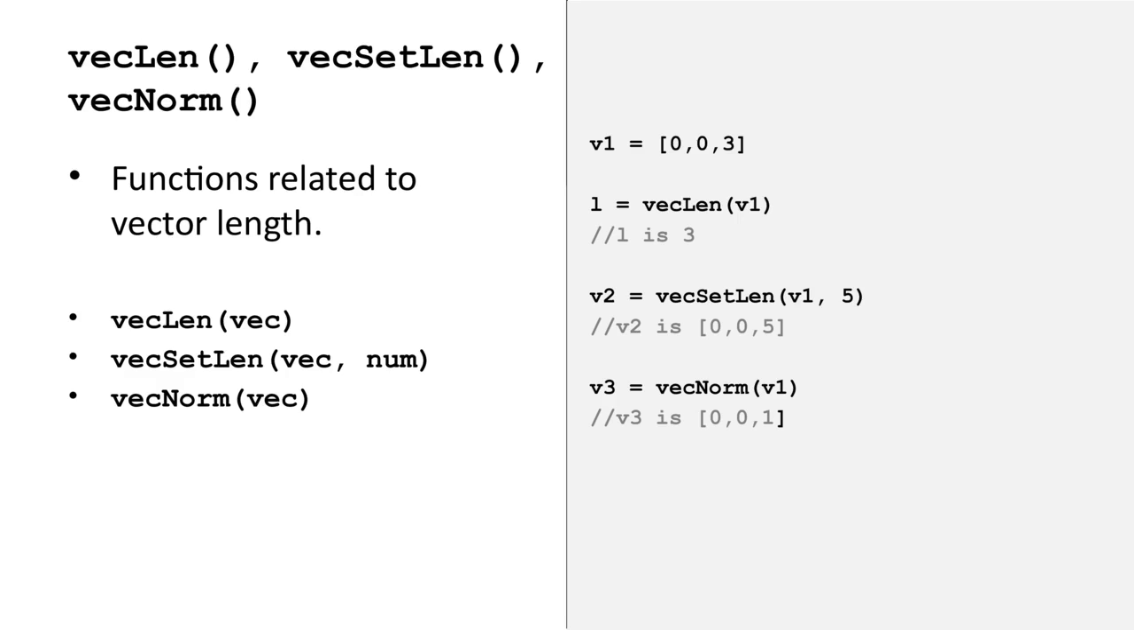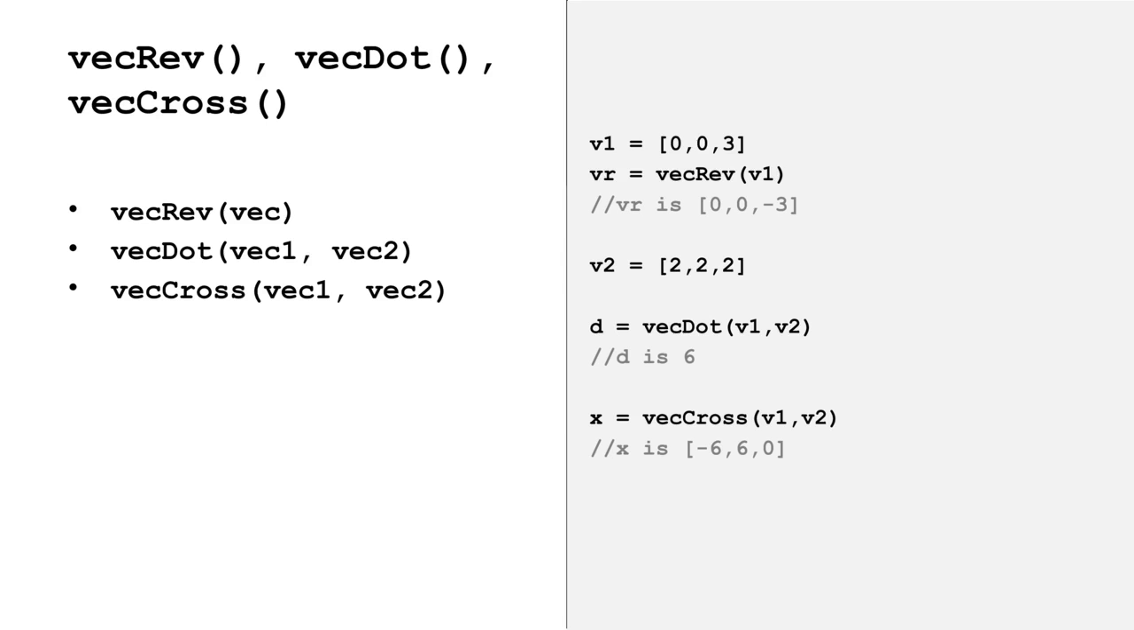To set the vector length, the vec_set_length function can be used. To normalize the vector, the vec_normalize function can be used. This will set the length of the vector to be 1 unit. The vec_reverse function will reverse the direction of a vector. The result is the same as multiplying the vector by -1.